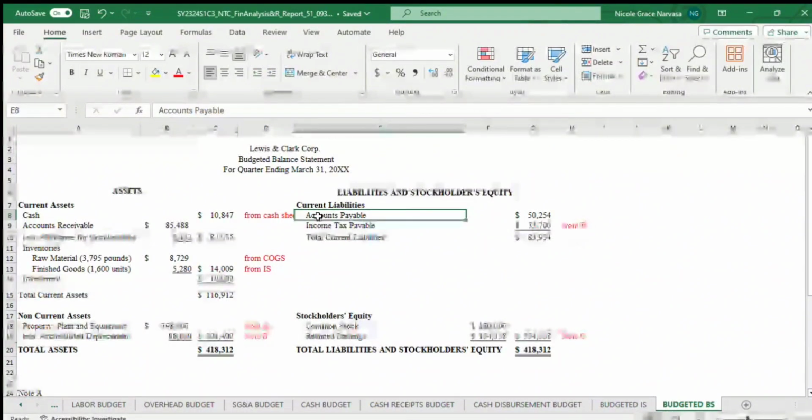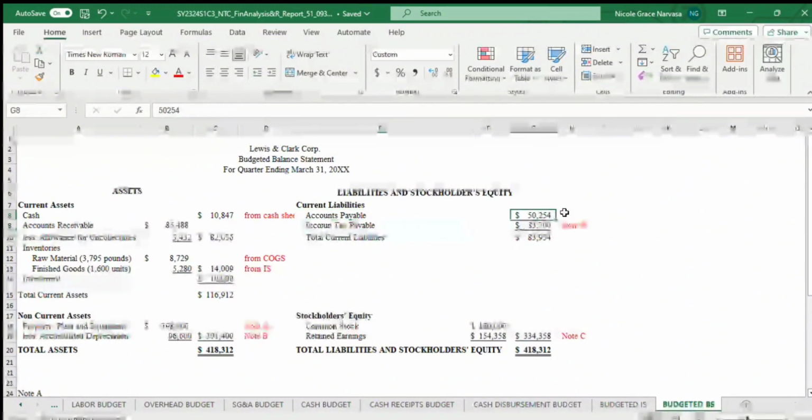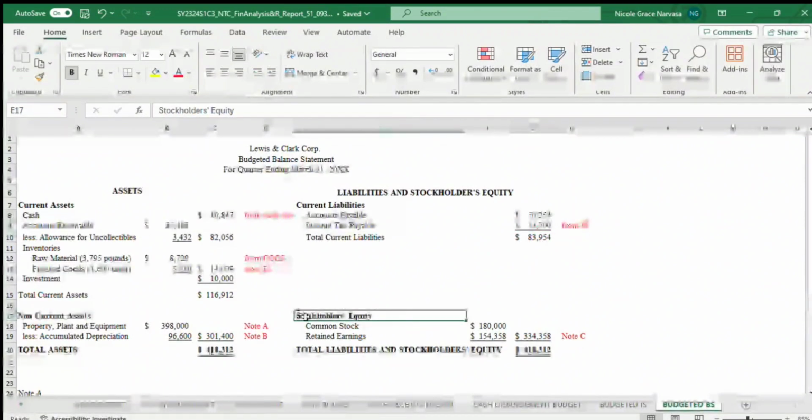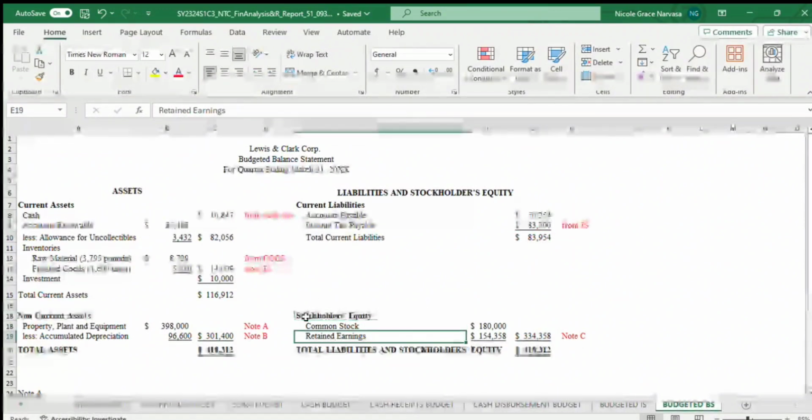Next is liabilities and stockholders' equity. We just have two accounts, which are accounts payable and income tax payable. Accounts payable is 50,254 and the income tax payable is 33,700. That is from our income statement, so that gives us total current liabilities of 83,954. Then lastly is our stockholders' equity, which is common stock and retained earnings.